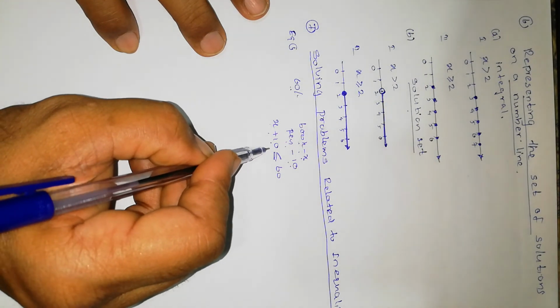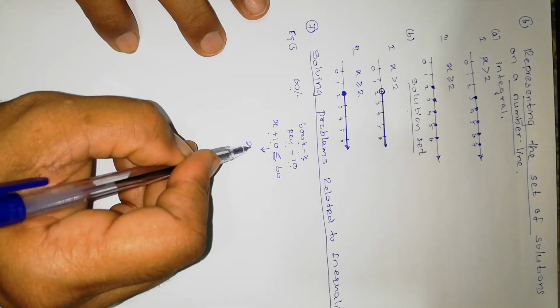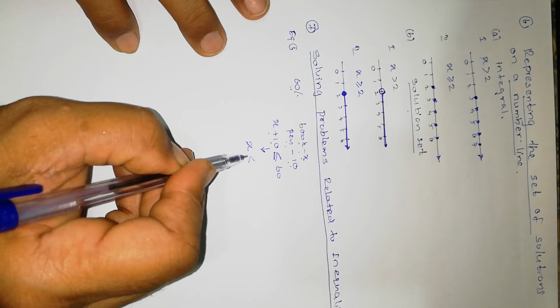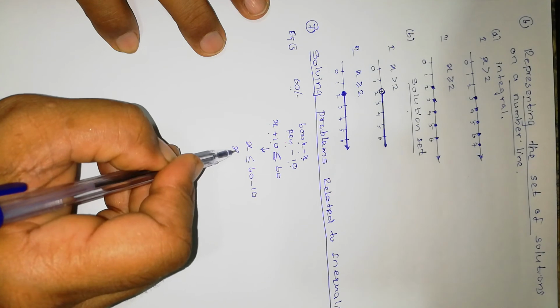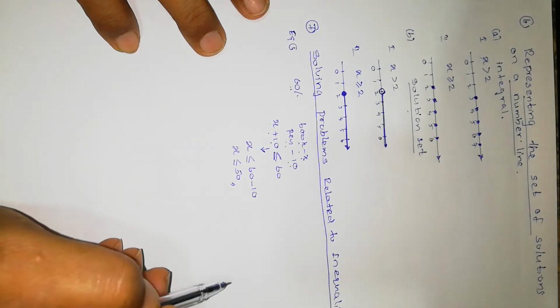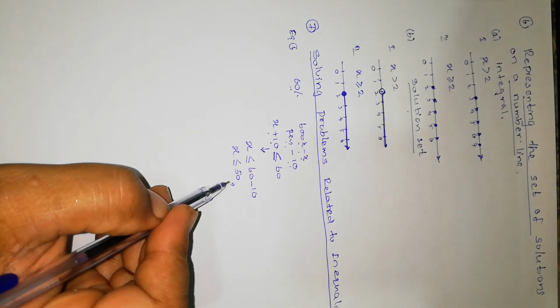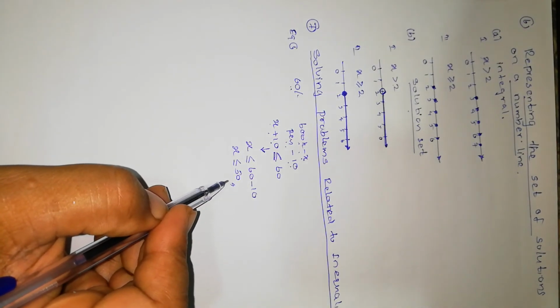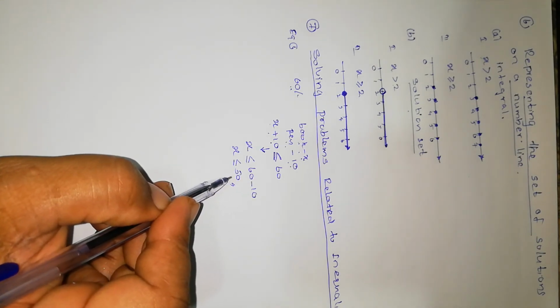Now the question has two parts, children. First question, to solve. Now let's solve this one. x less than or equal to 60 minus 10. x less than or equal to 50. This is how we solve. This is the answer for the first part of the question. The question word is solve, so this is how we solve it.